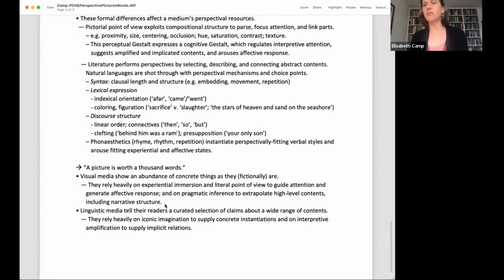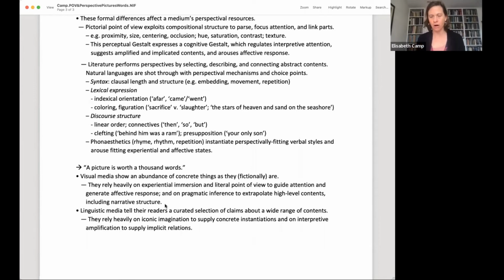By contrast, you might think, okay, that's how literal point of view guides interpretive perspectives. Obviously, language doesn't do that, right? So how could it do it? You might think it's going to be really hard for literature to express perspectives. And I think we have that view if we think of language on a model of predicate calculus, the kind of model of formal logic that we often use, and that might be evoked by contrasting iconic and propositional modes of representation. But in fact, natural languages are shot through with perspectival mechanisms.